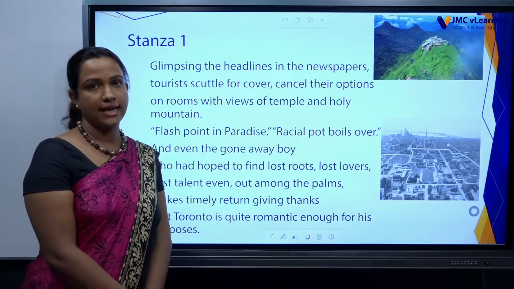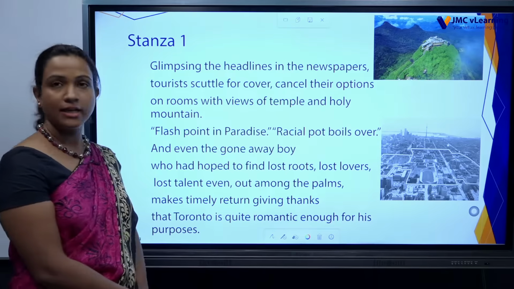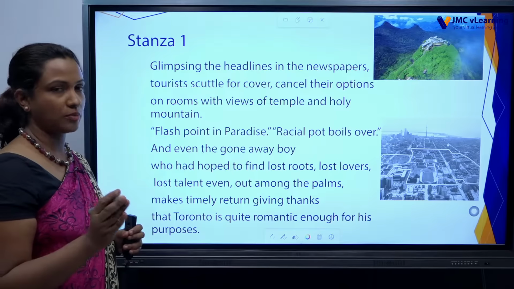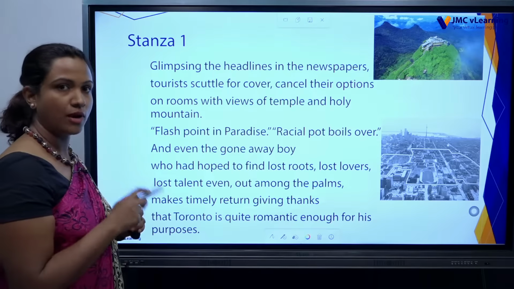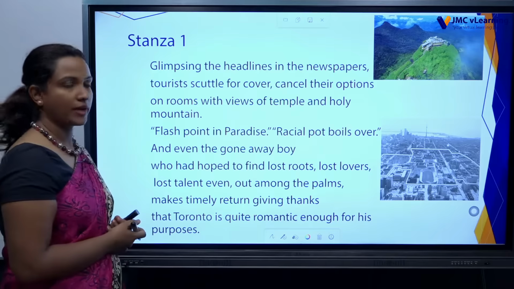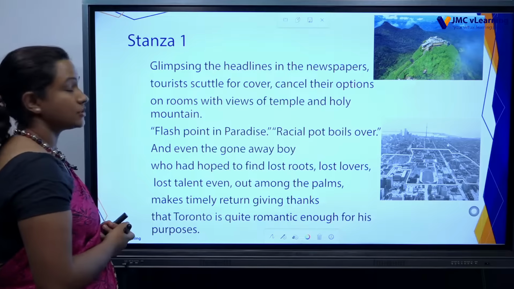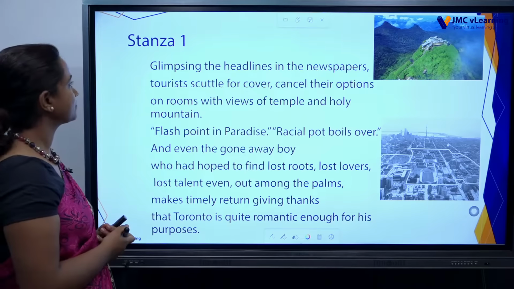Okay, so this is stanza 1, right? I'm going to read this stanza 1, and then please follow with me. Please pay attention. Write down the notes. If you have any difficult words, please refer to the dictionary. So I'm going to read the poem.